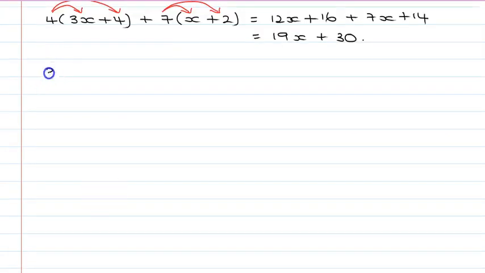The last situation that we have is when you've got a bracket and a constant. To do this, you expand the bracket first, and then you incorporate the constant afterwards and simplify.